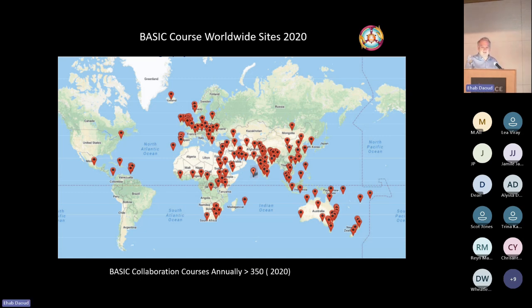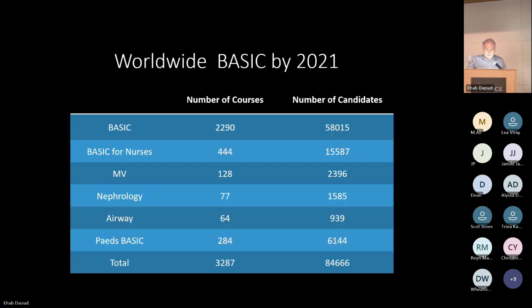There are lots of reasons why it hasn't taken off. We've done just under 3,000 courses now, 2,290 by 2021. We've taught over 100,000 people in total on all our courses, 75,000 by 2021. But the basic course, the large course, is done basically every day somewhere in the world at the moment.